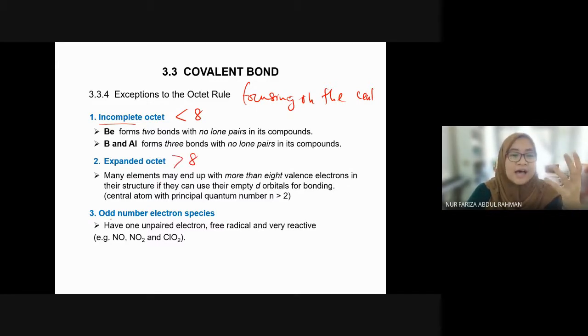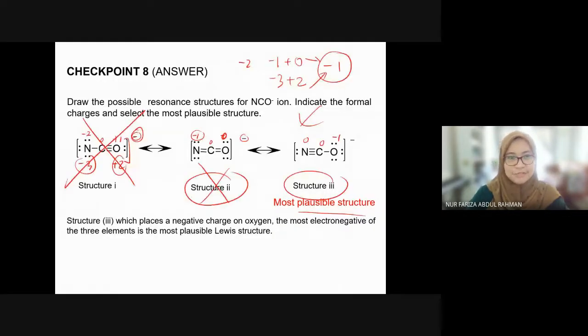And then the third one is odd number electron species. I hope by now you have noticed that normally the count of lone pairs is an even number. Did you notice? For example, in this structure 1: nitrogen 2, 4, 6. Carbon has no lone pair, oxygen has 1 lone pair, 2. Same goes for structure 2: 2, 4. Same for oxygen, 2, 4. You see, all are even.